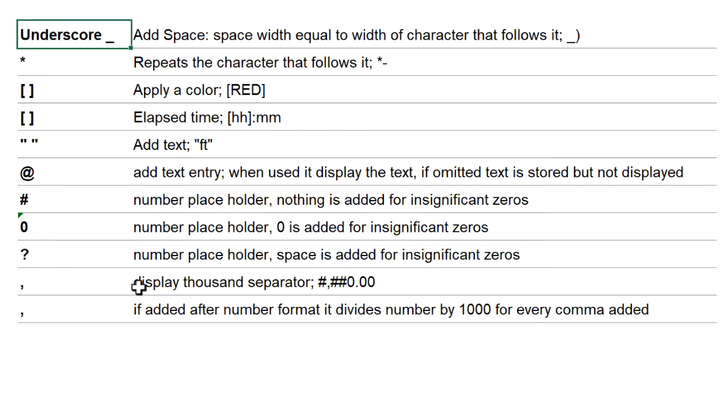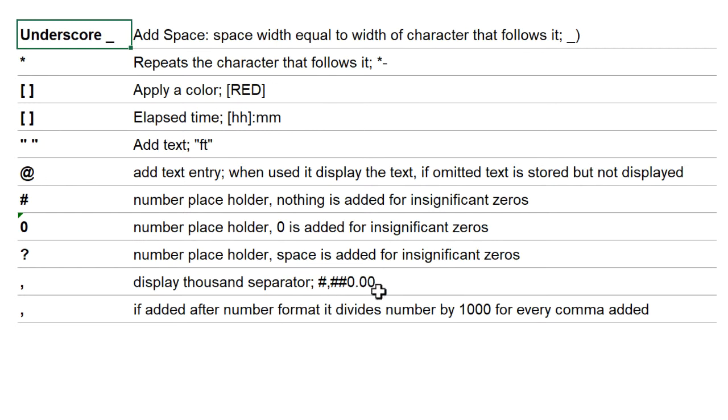You can use the comma to display the thousand separator, as you can see here. So we have the thousand separator here. Even if the number goes to millions, the thousand separator is going to be displayed every time you exceed 1000. And you can also use the comma at the end of the number format. So here, after this 0 here.